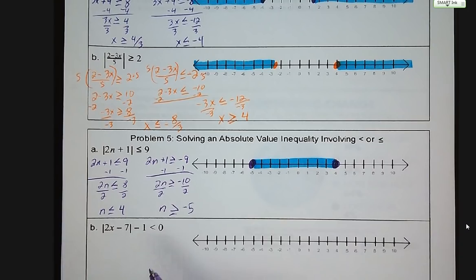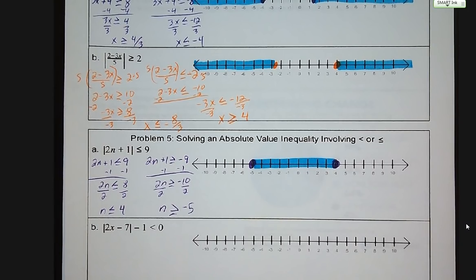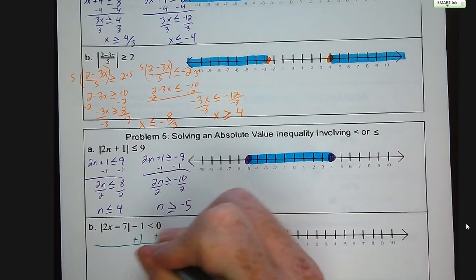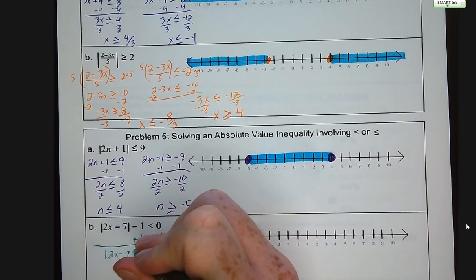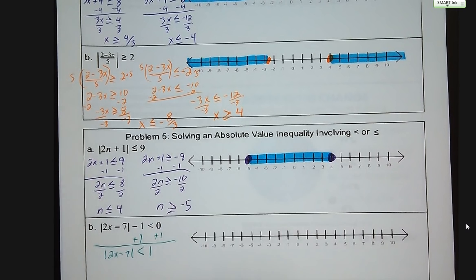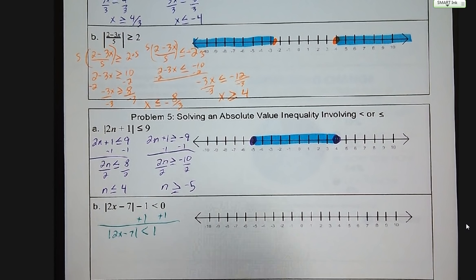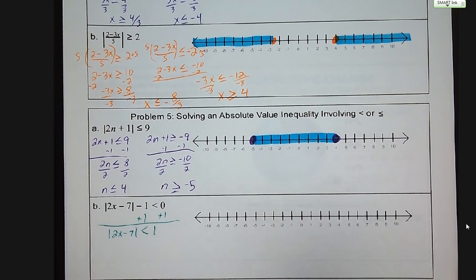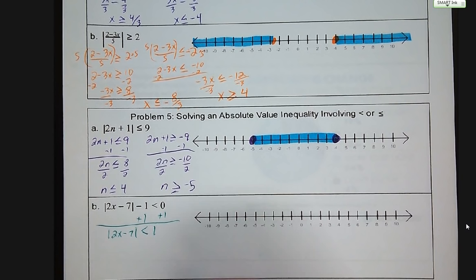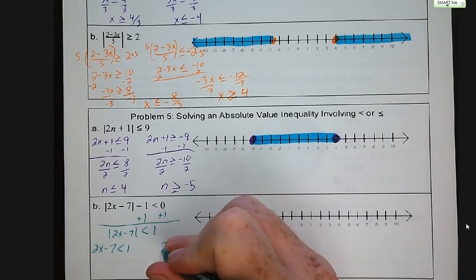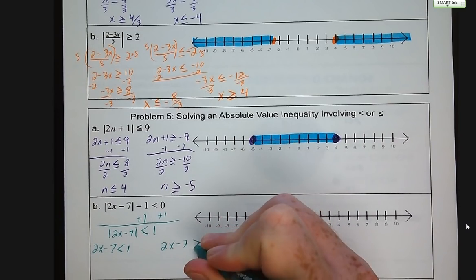first thing we need to do is isolate our absolute value. So we're going to add 1 to both sides. So the absolute value of 2x - 7 is less than 1. Okay. So now we need to split this up and solve it. I said we could leave it together, but I'm going to just demonstrate the same process that we've been doing for each of these, which is split our absolute value into 2 separate tracks. So we've got 2x - 7 is less than 1, and we have 2x - 7 is greater than -1.